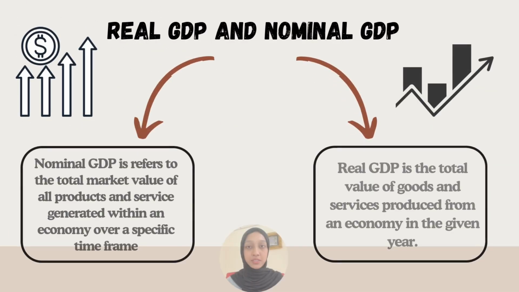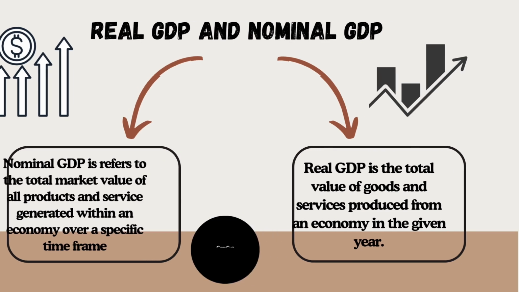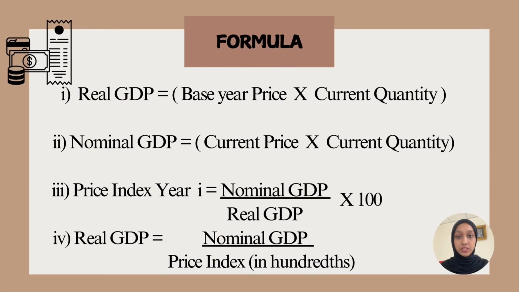I want to explain the real GDP and nominal GDP. Nominal GDP refers to the total market value of all products and services generated within an economy over a specific time frame, while the real GDP is the total value of goods and services produced by an economy in the past. Here is the formula for the real GDP: nominal GDP over price in that year, and another formula for the real GDP.